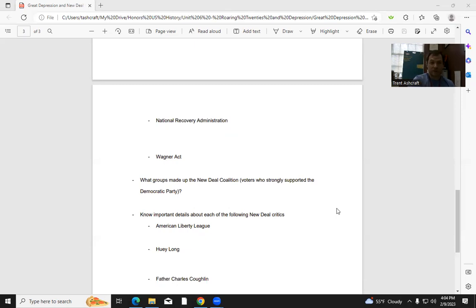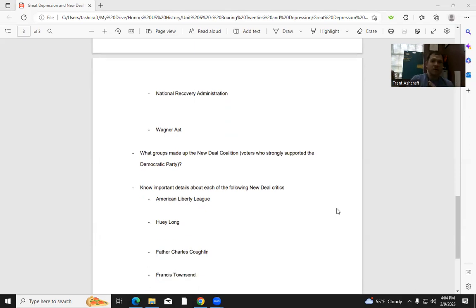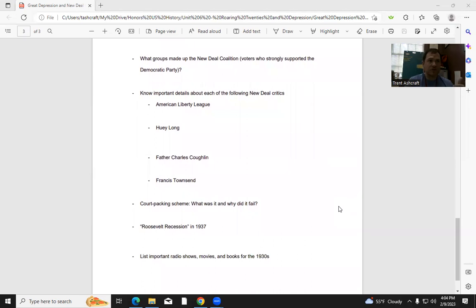We talked about African American voters earlier. Wagner Act, this is union workers again. Not everyone liked the New Deal, obviously, and it's important to point that out. The American Liberty League is formed to oppose the New Deal. These are more conservative people who were concerned about the growth of government power and the growth of regulation.